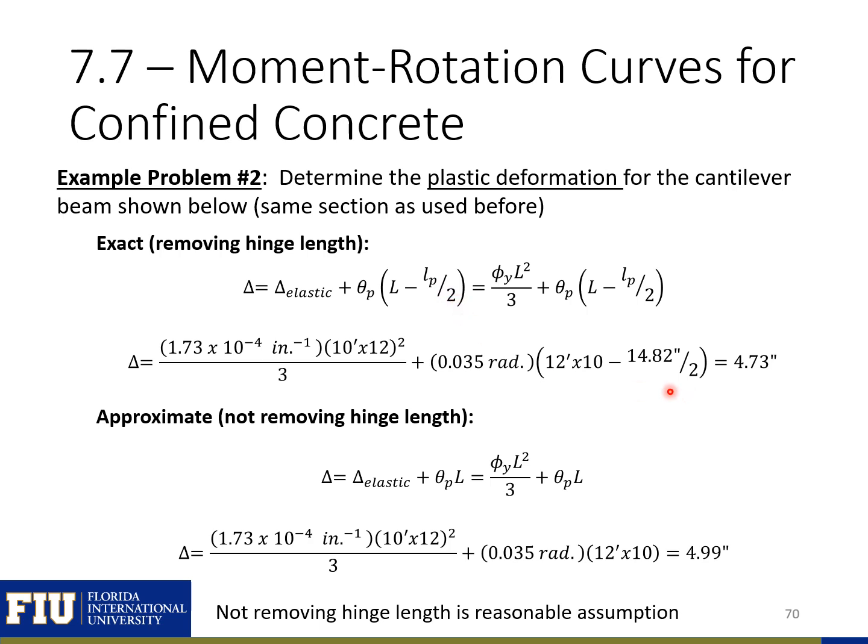Here, we calculated our plastic rotation in the previous example, so we just use that, and we can find our plastic deformation equal to 4.73 inches. When we remove the hinge length, we'll get a plastic deformation of about 5 inches. So not removing the hinge length is a reasonable assumption, and we can use it with more complex geometries.